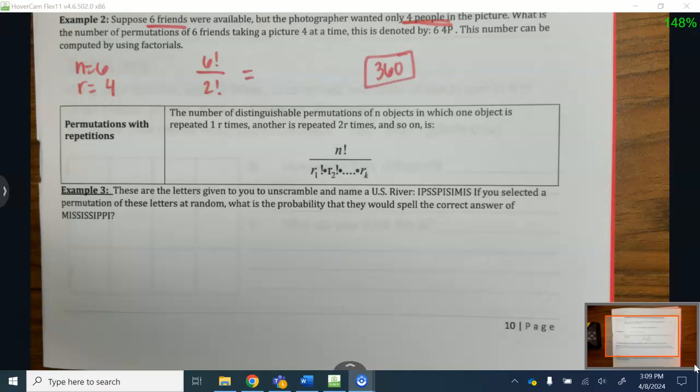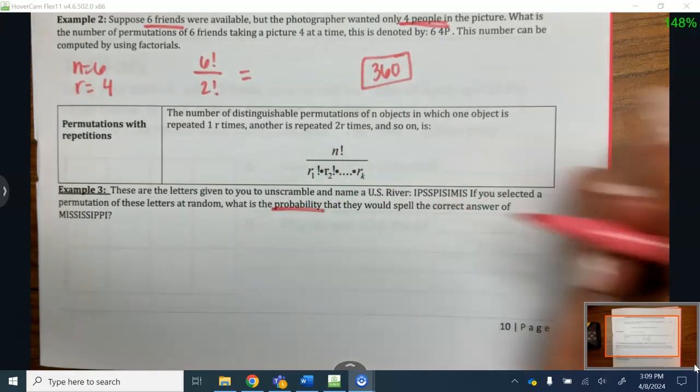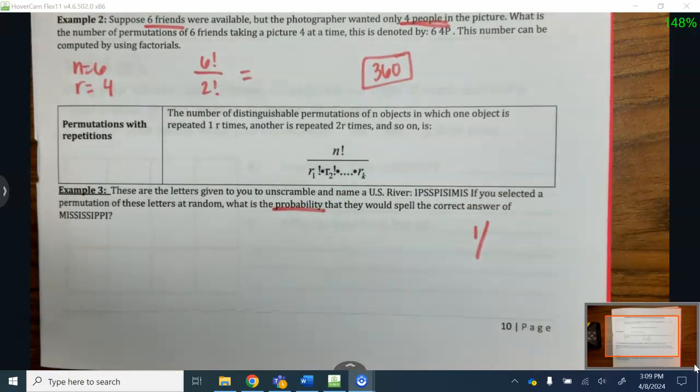These are the letters given to you to unscramble and name a U.S. river. Okay, obviously we know it's going to be the Mississippi River. If you selected a permutation of these letters at random, what is the probability that they would spell the correct answer of Mississippi?